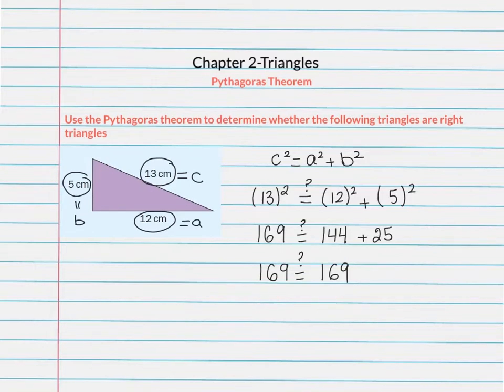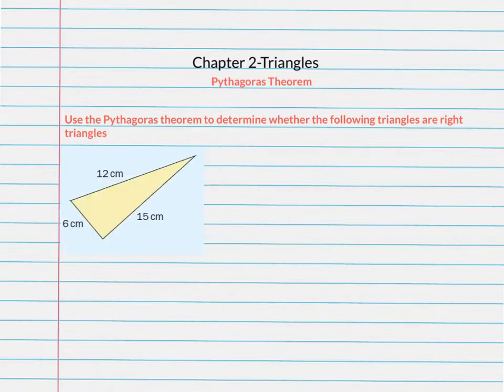So this statement here is true. Then the Pythagoras theorem is applicable here. When the Pythagoras theorem is true, this means that this triangle is a right triangle. Another example: tell whether this triangle is a right triangle.